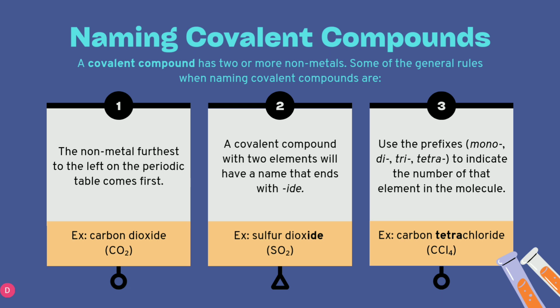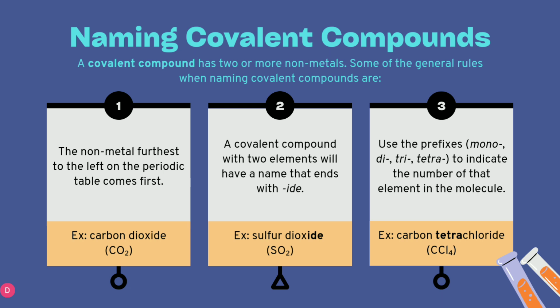Naming covalent compounds. A covalent compound has two or more nonmetals. Some of the general rules when naming covalent compounds are: Number 1, the nonmetal farthest to the left on the periodic table comes first. For example, carbon dioxide, CO2. Number 2, a covalent compound with two elements will have a name that ends with -ide. For example, sulfur dioxide, SO2.